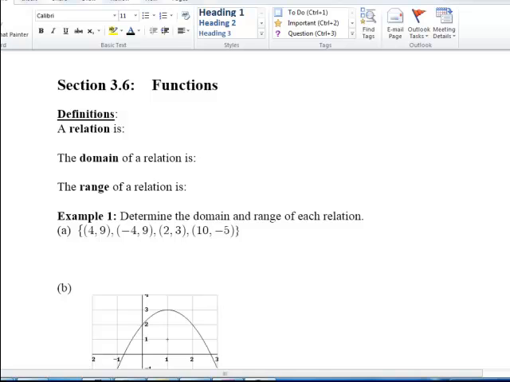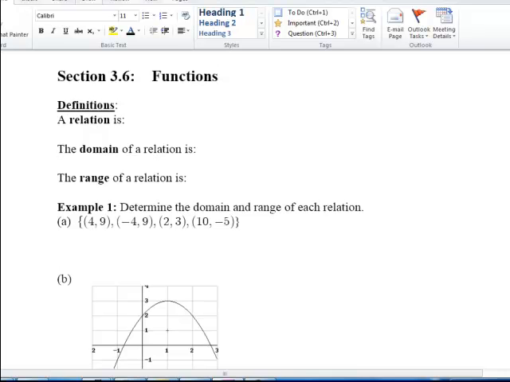This is section 3.6, and the title of this section is called Functions. So what we're going to do is introduce the concept of a function and talk about how to find the domain and range for a function, and also talk about function notation and how to use it.